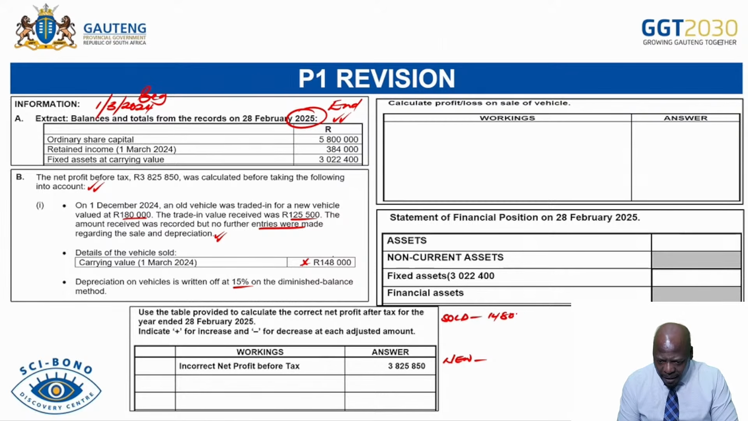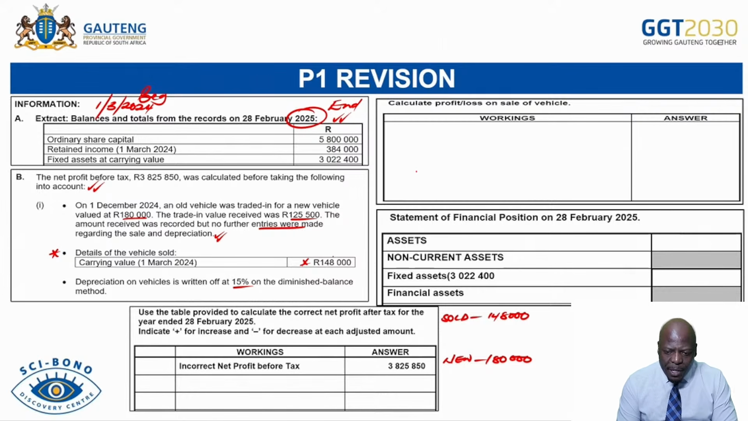148,000. That is the carrying value. And we have a new vehicle, valued at 180,000. Two vehicles. One is being sold, traded in, and a new one is coming in. Now, we are to calculate the profit or loss on the sale of the vehicle that we are disposing here.